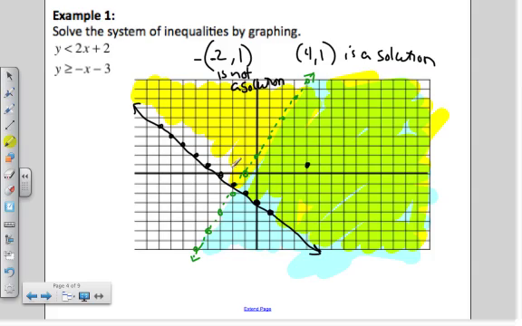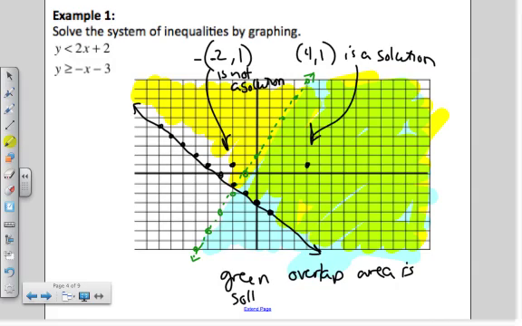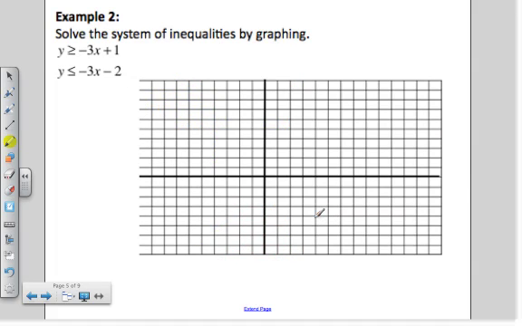Okay, so this one right here is not a solution. All right, so (4, 1) is a solution. Okay, so I'm looking at the green overlap area. That is the solution to the system of inequalities. Okay, so let's try another one.